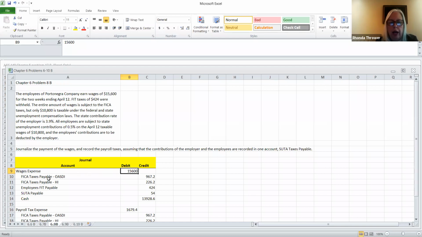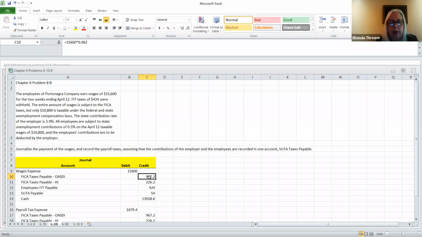We're going to credit our FICA taxes payable for OASDI. The payable is a liability account. Our liabilities are increasing. To increase a liability, we would have to credit.